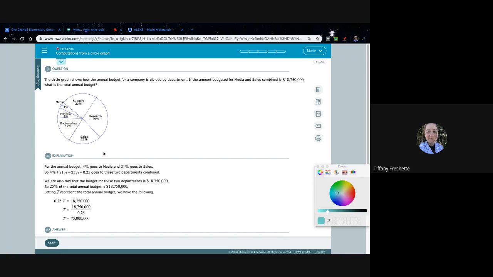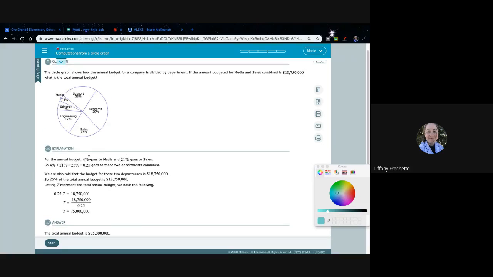All right. So for annual budget, 4% goes to media and 21% goes to sales. So together we have 25% of the graph. And we know this 18,750,000 is only 25% of the amount of money spent. So this company spends a whole lot of money.